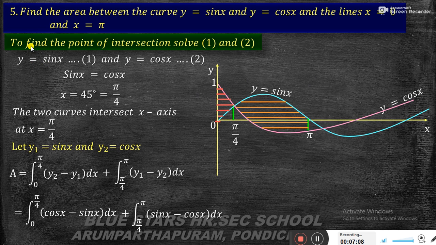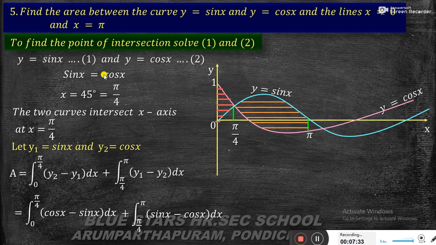Here I first find the point of intersection by solving 1 and 2. I write equation number 1, y equal to sin x, and equation number 2, y equal to cos x. In the next step, the left hand sides are equal, so the right hand sides are equal. So I equate the right hand sides: sin x equal to cos x.